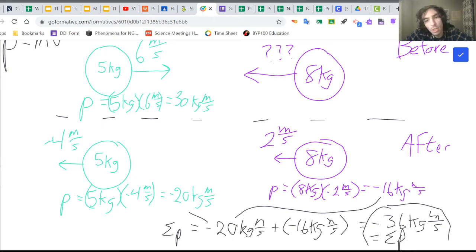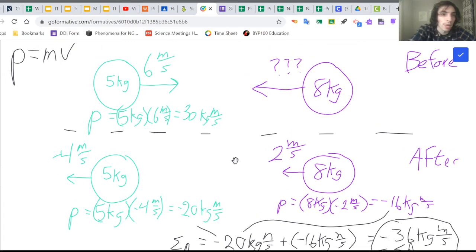So since momentum is conserved, the individual amounts of momentum can change. You can see that for this teal object, it started off with 30 kilogram meters per second of momentum, and that changed through the collision, just like the object's motion would change, to, in this case, negative 20 kilogram meters per second. It's different now. But the total that we have in the system, if momentum is perfectly conserved, should stay the same. So what I'm going to write up top is this same little sigma p to show that our total momentum is still negative 36 kilogram meters per second, just like it was in this after part.